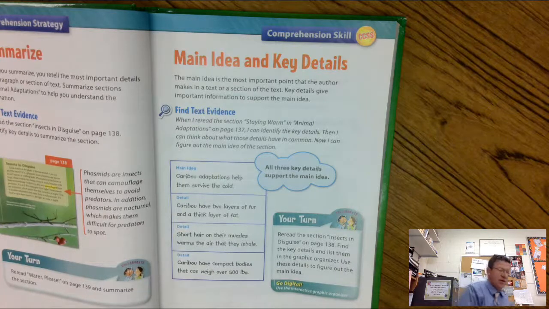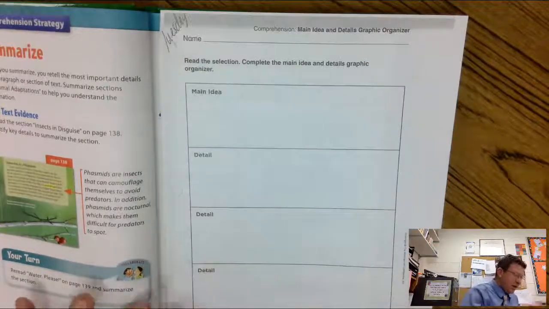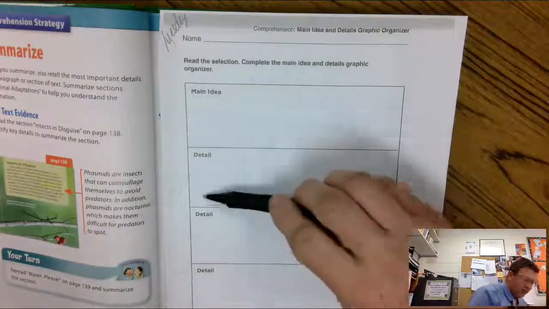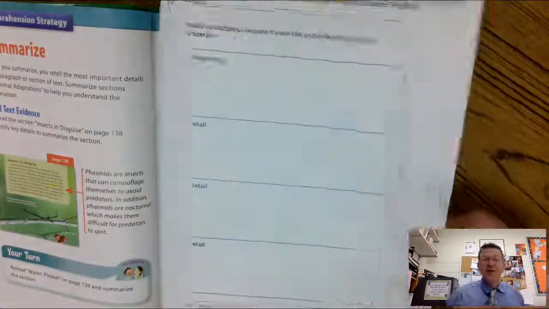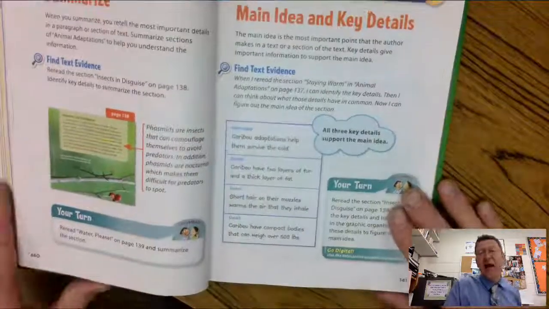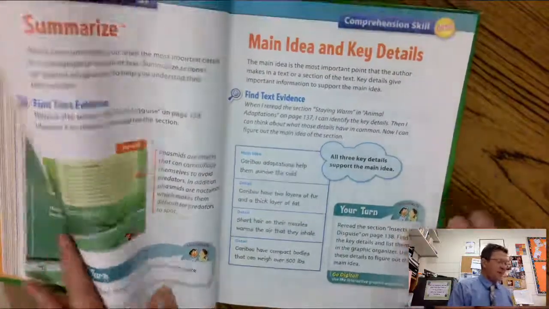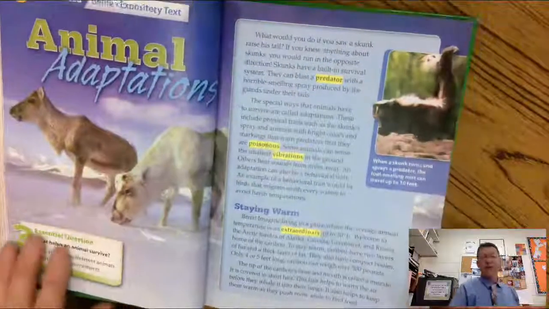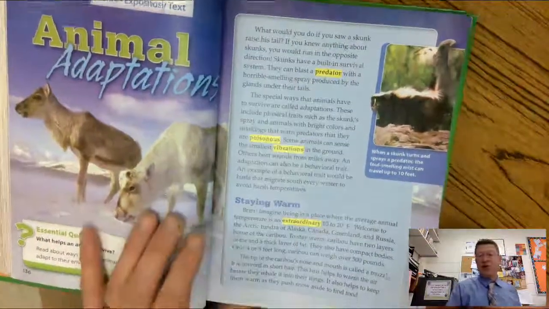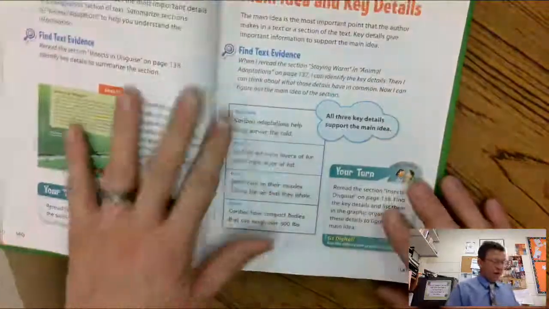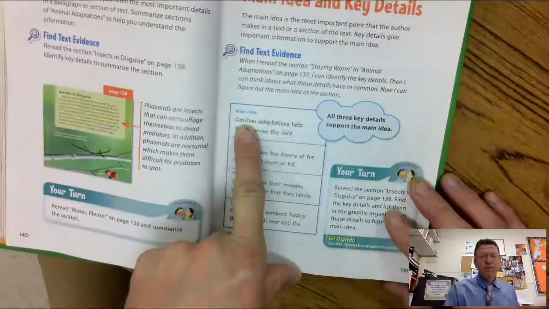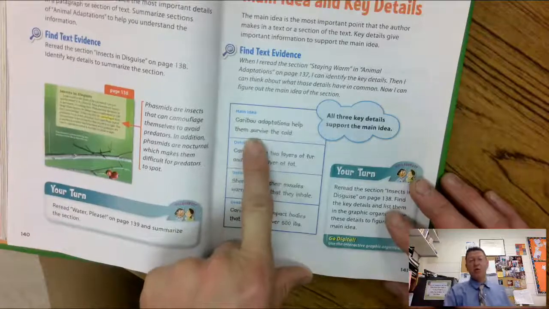I always like to put it like this. Main idea at the top, support details point back, point back, point back. Let's take a look at the one that they did. They chose a section on caribou. If you turn back a couple pages, it was the first page all about caribou staying warm, animal adaptations for eating is the one they chose. So its main idea was the caribou adaptations help them survive the cold.